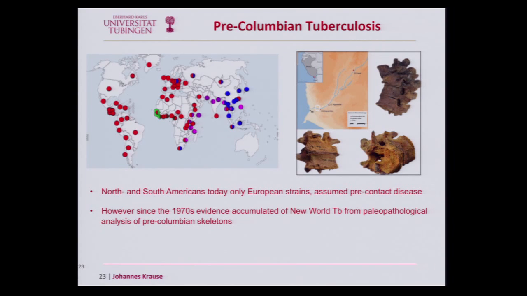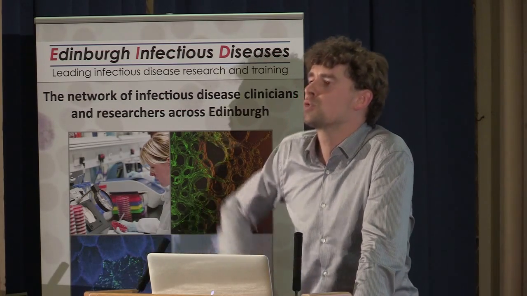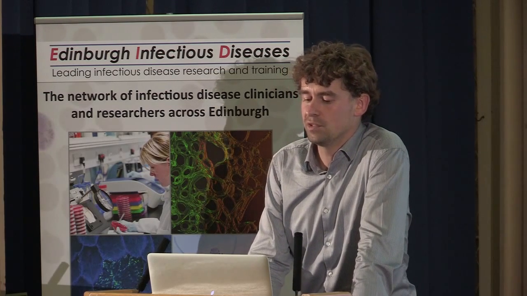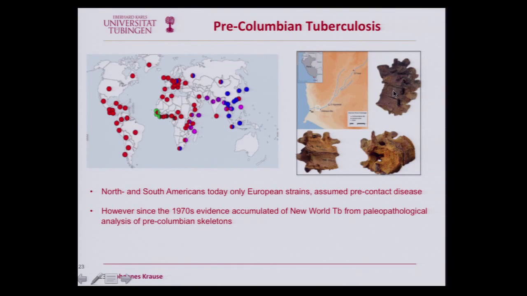So what people then proposed was, okay, so Christopher Columbus brought it. So basically the Europeans brought the European tuberculosis with all the people coming to North and South America after the 15th century, and this tuberculosis then spread all over the continent. So it's not a surprise that we only find the European form today. However, you have evidence of tuberculosis being present there before Columbus. You have lesions, you have bones that are more than 1,000 years old that show tuberculosis being present in the Americas.